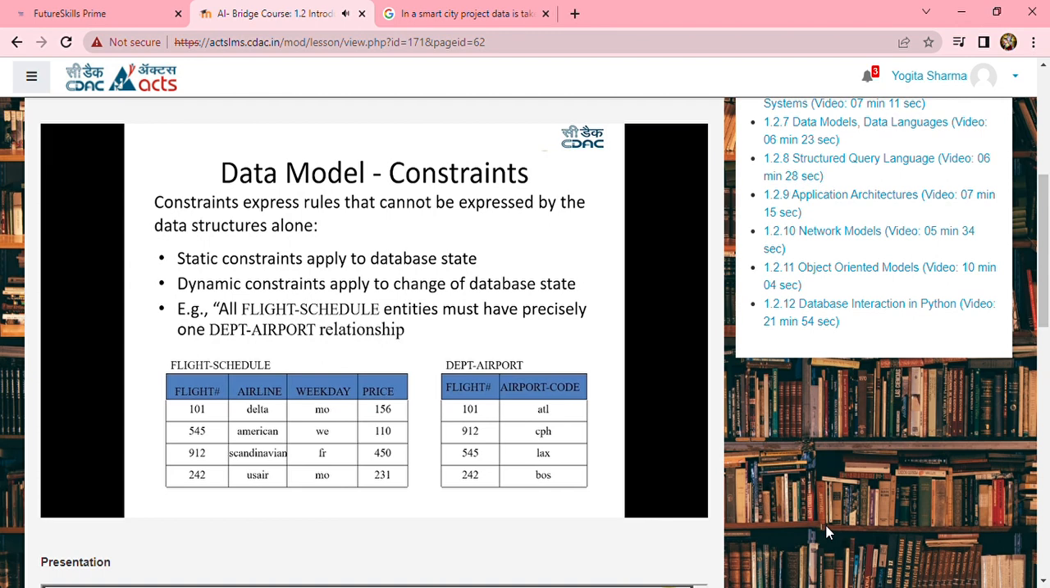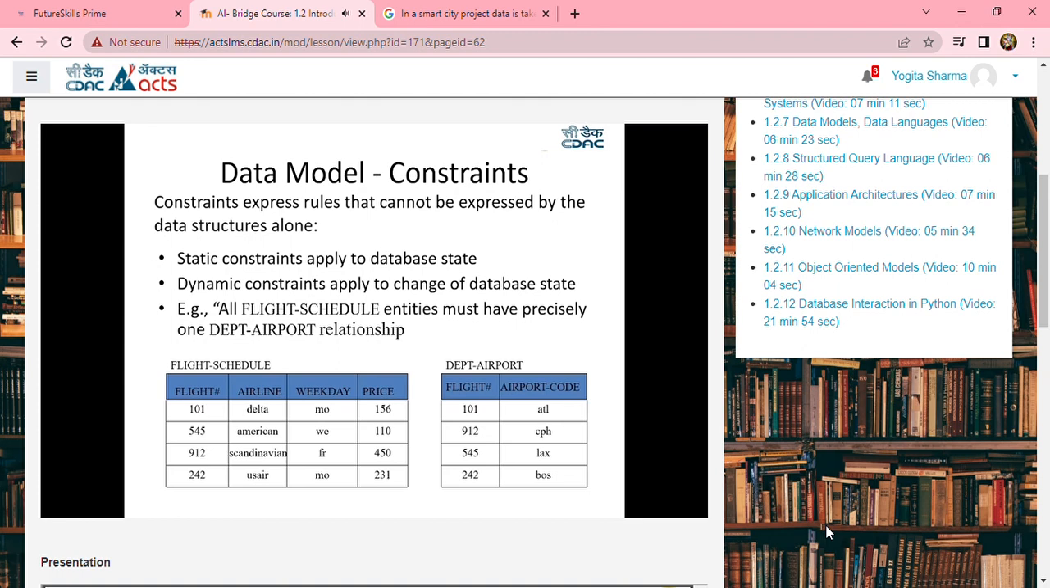So constraints express the rules that cannot be expressed by the data structures. Static constraints apply to the database state, and dynamic constraints apply to the change of database state. For example, all flight scheduled entities must have precisely one depart airport relationship. Obviously, because the scheduling of the flight happens based on the departure time of the airplane, there should be a relationship between these two. That is the first point.